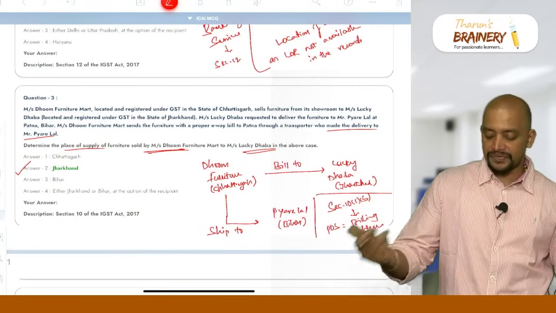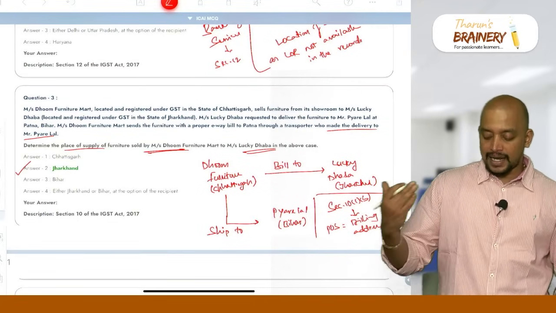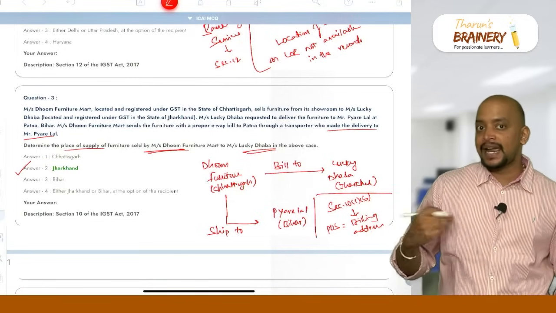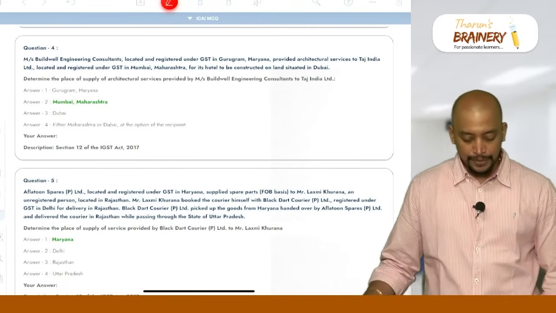Then next, suppose if they ask what is the place of supply in case of supply made by Lucky Dhaba to Pyare Lal, then that will be supply involving movement of goods, 10(1)(a), ending point. So Bihar will be taken in that case. Then next, question number 4.